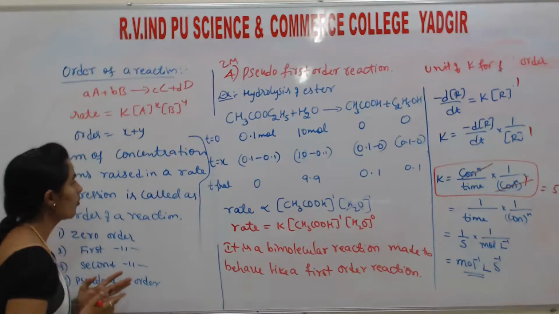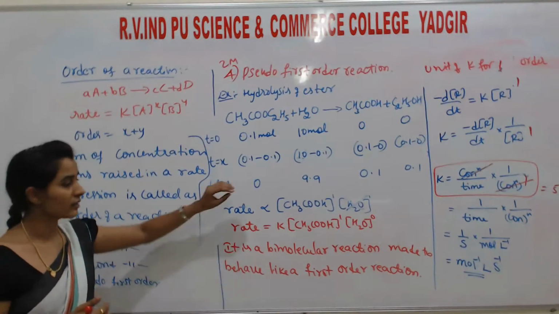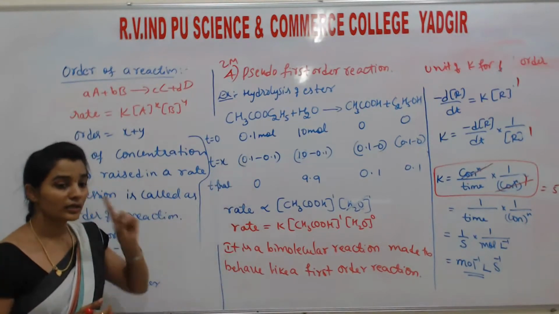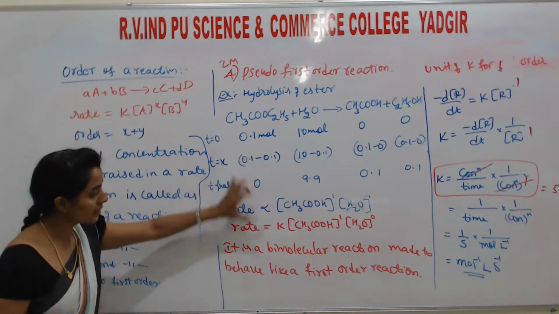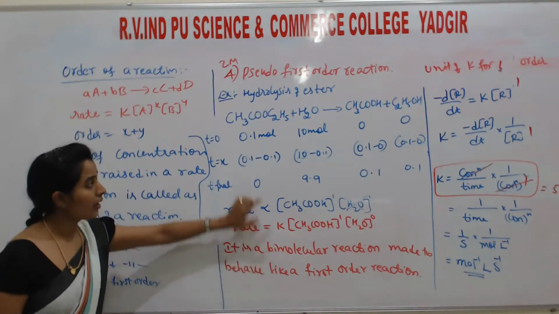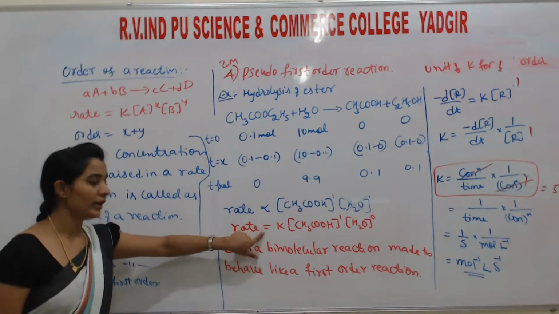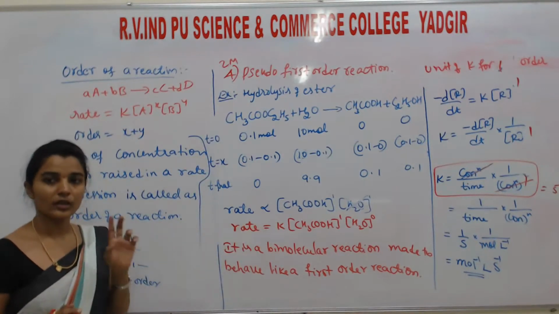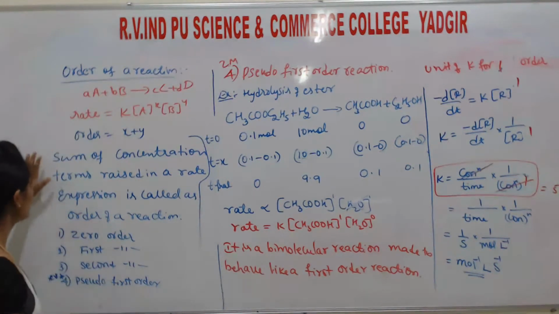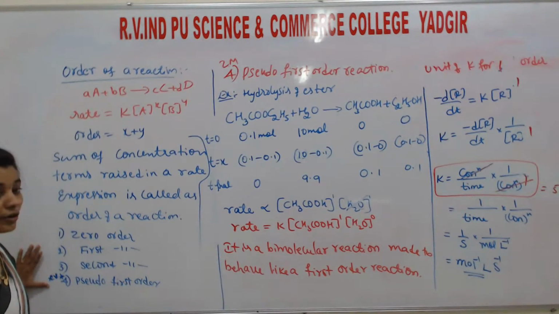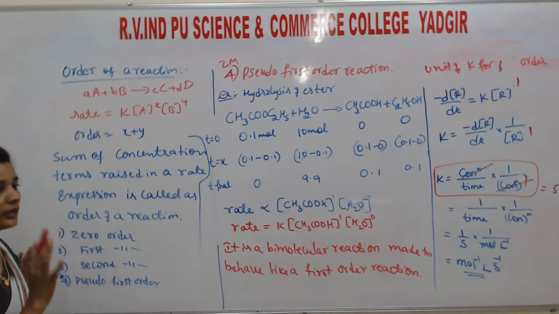So this is all about the different orders of reactions, and this one is very, very important. That is, the definition with any one example. Not this much explanation. By writing this and the rate expression, this much is enough. Then you get 2 marks. Understand? So this is all about the different types of order of the reactions and their units.